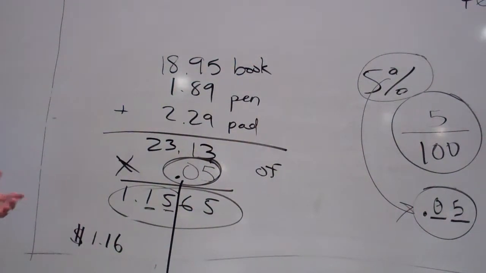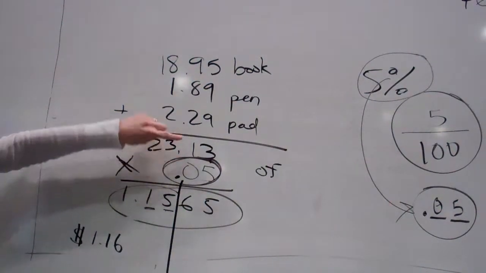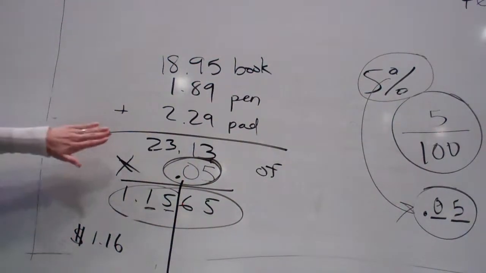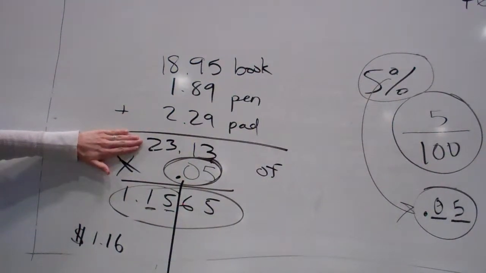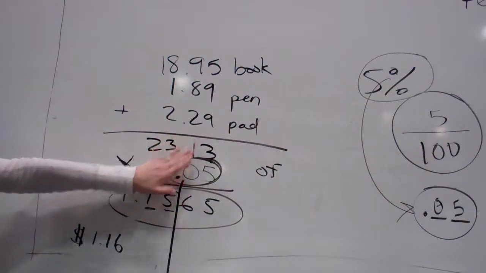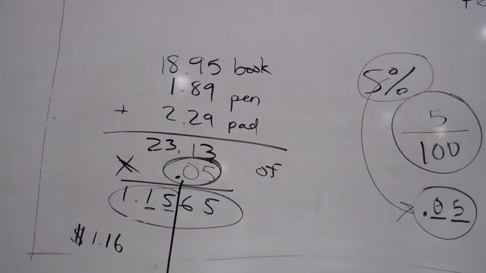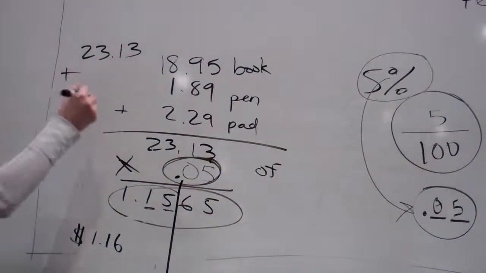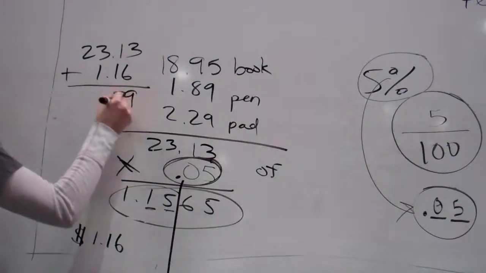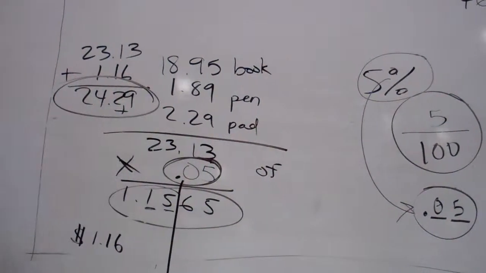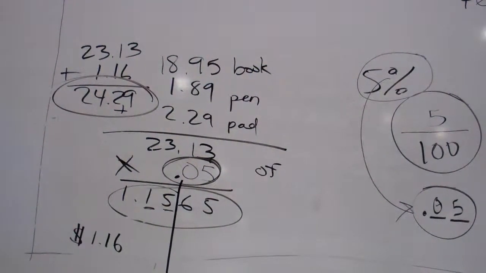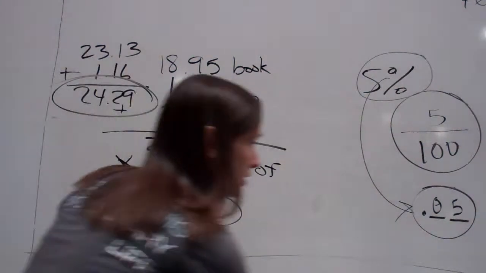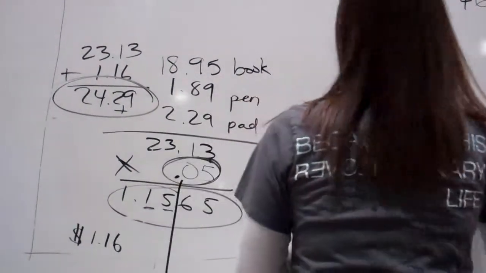Now, is that my final answer? No, that's just the tax, 5% of this. So what do I do with this money? Add it to $23. Yes, very good. So this was my answer before taxes, and then I took 5% of this number and got $1.16. But I'm not done. So I take $23.13 plus $1.16, and I end up getting $24.29 as my final answer. Does everybody understand? It takes a long time. I see why they have cash registers.